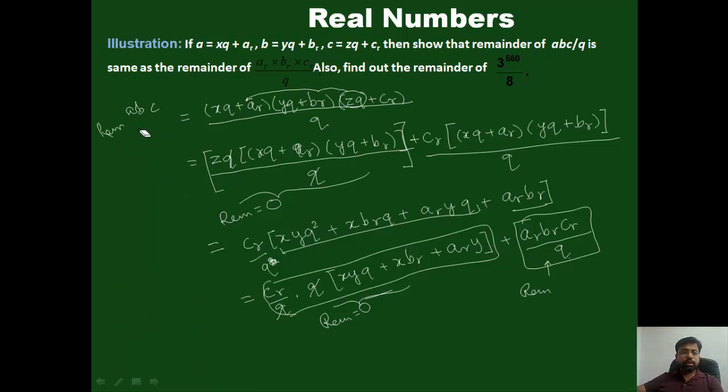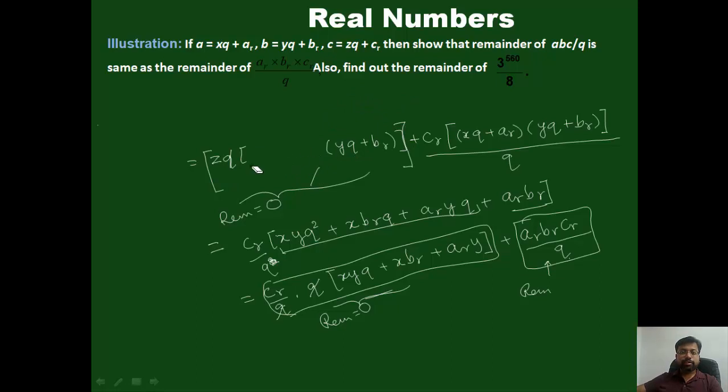Now we are going to see how we are going to use it in the second part of the question, which says we have to find out the remainder when 3 to the power 560 is divided by the number 8. So we have to take it.